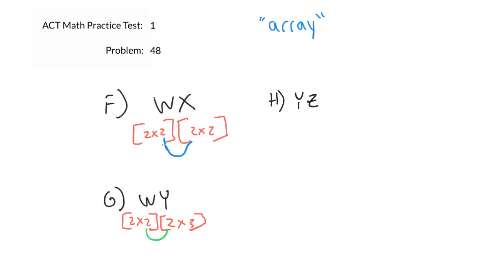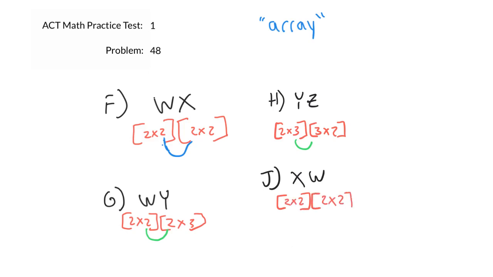YZ. Looking at the dimensions of Y, we certainly have 2 by 3. Looking at the dimensions of Z, we have 3 by 2 columns, and these match. So that product would be defined. And then we have XW, and the dimensions of X are 2 by 2, and the dimensions of W are also 2 by 2, and that product would also be defined.